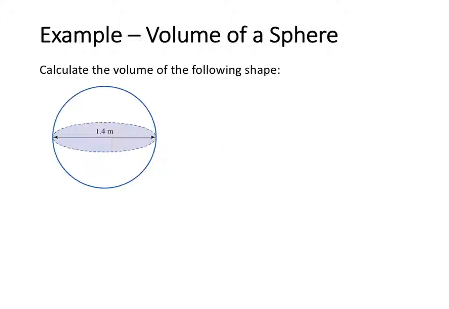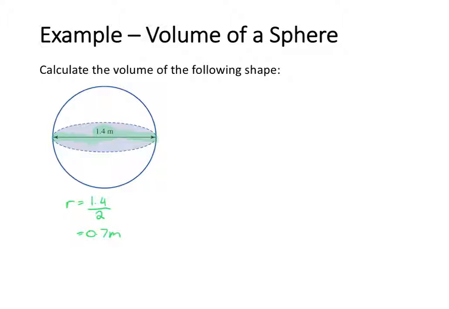So in the first example, we want to calculate the volume of the sphere. And the first thing we're going to note is that they have given us the diameter of 1.4. Now before we can calculate the volume, we need to find the radius. So using the diameter, the radius is going to equal 1.4 divided by 2, which is equal to 0.7 meters. So it's important to make sure that we have the radius and not the diameter before we start doing our calculation.